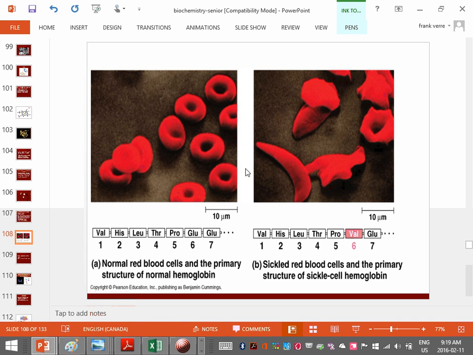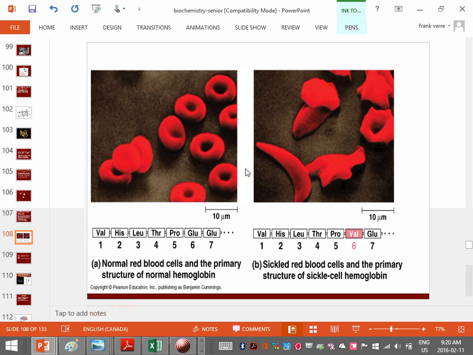What's wrong with the shape? Not round. Why do red blood cells need to be round? Very easy, so they can roll through your bloodstream. Otherwise, they get stuck. Someone who has sickle cell anemia, blood flow is compromised. Not good. Okay? We need your blood to flow normally. That's why your red blood cells are round, so they can roll through your blood vessels.